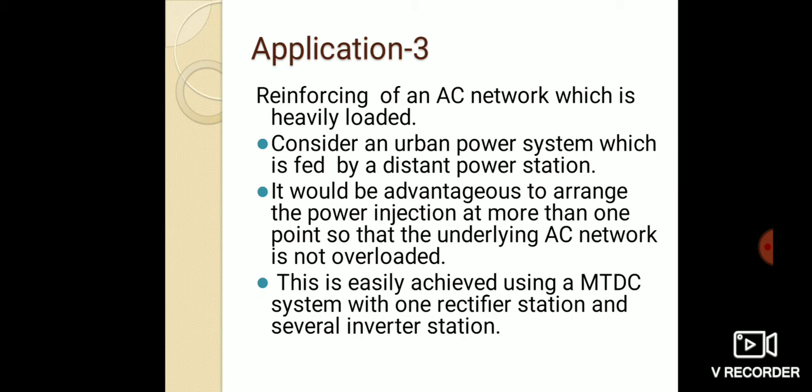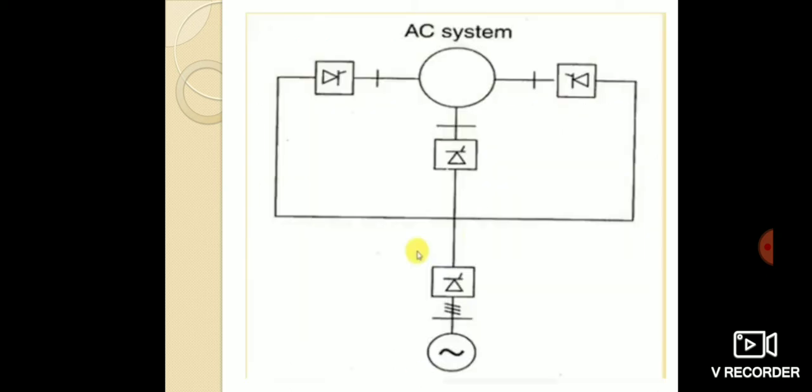Application 3: reinforcing of an AC network which is heavily loaded. Consider an urban power system which is fed by a distant power station. It would be advantageous to arrange power injection at more than one point so that the underlying AC network is not overloaded. This is easily achieved by using an MTDC system with one rectifier station and several inverter stations. Here the AC system, the rectifiers and inverters are shown.